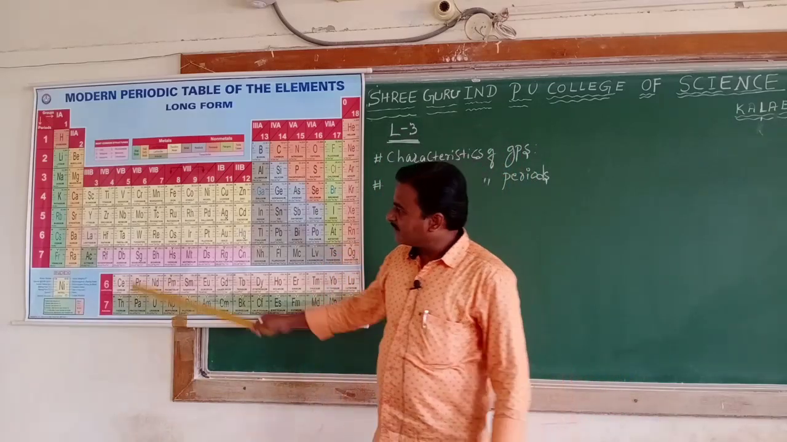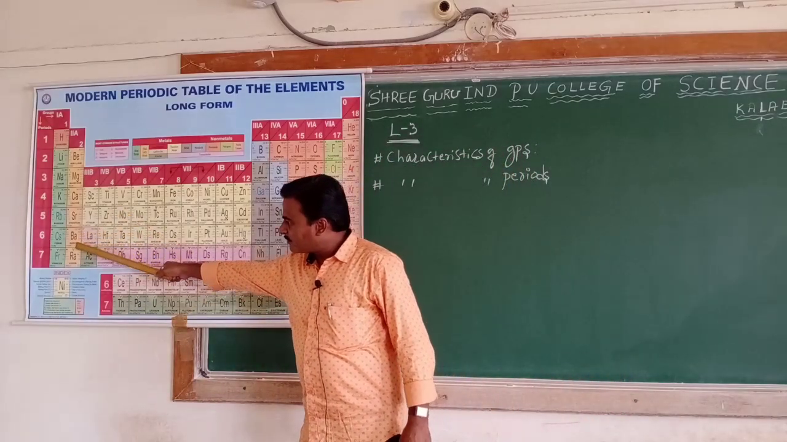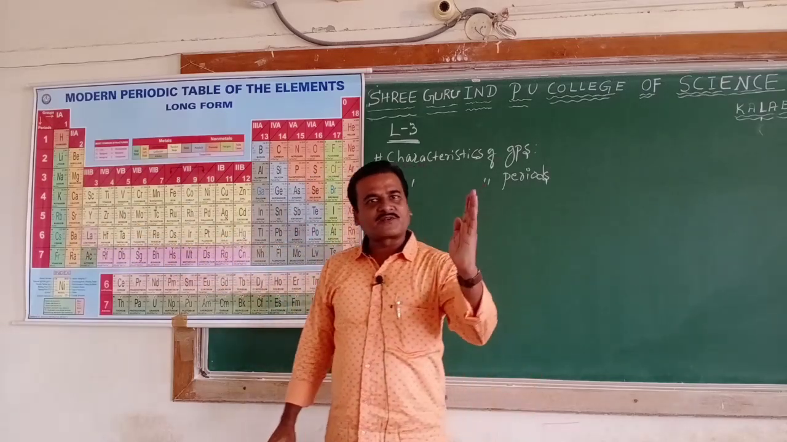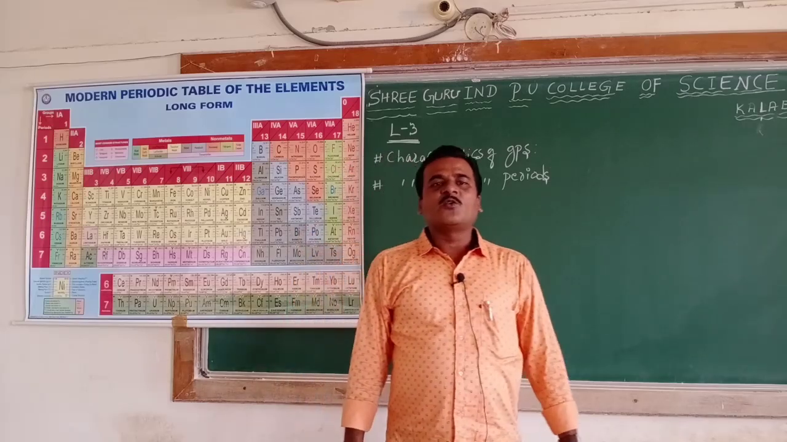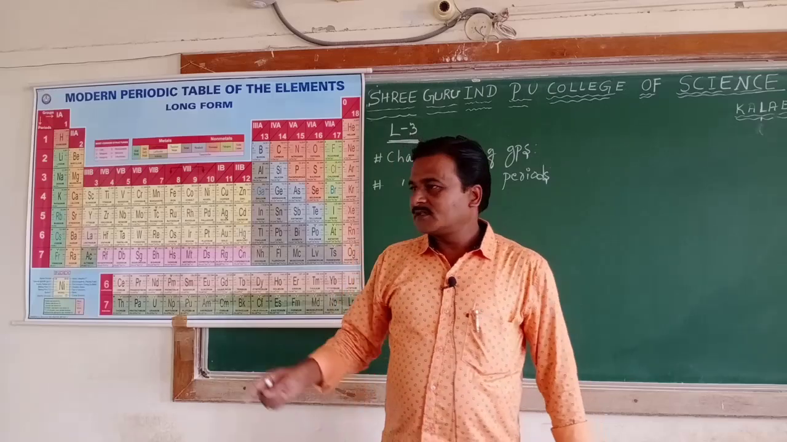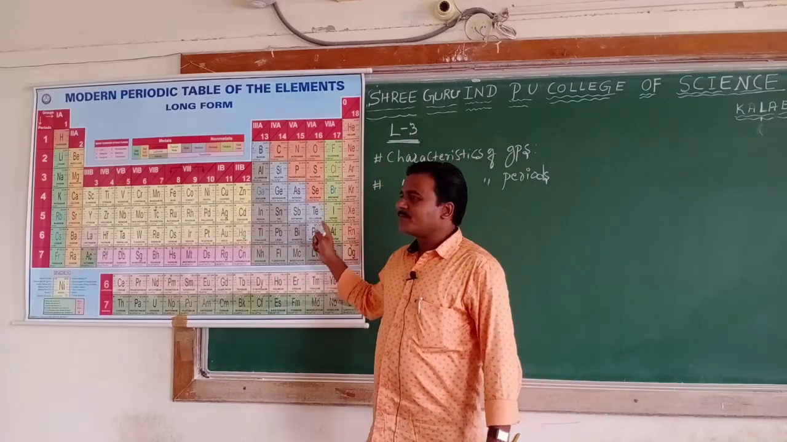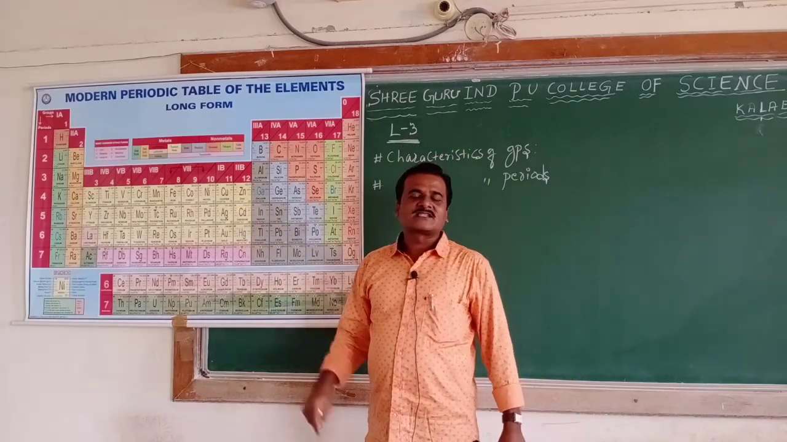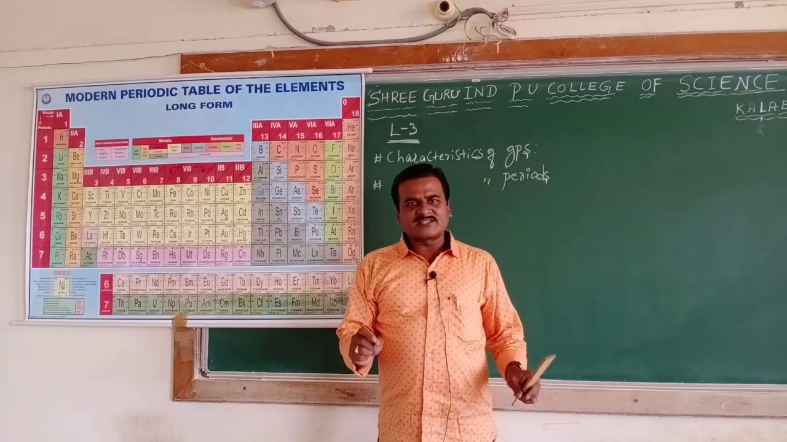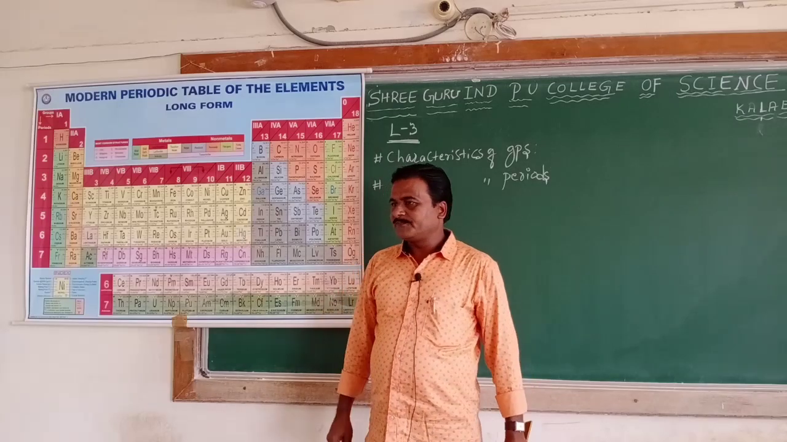On moving from left to right, that means from group number 1 to group number 18, in the periodic table, what happens? The metallic properties of the elements decrease and the non-metallic character increases. So these are the main three characteristics of a period.